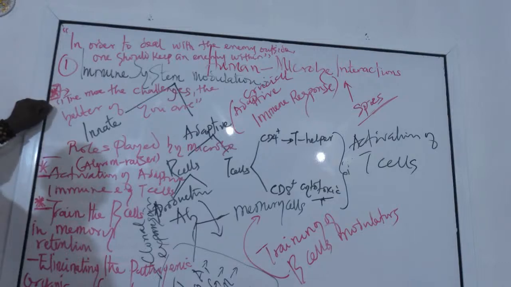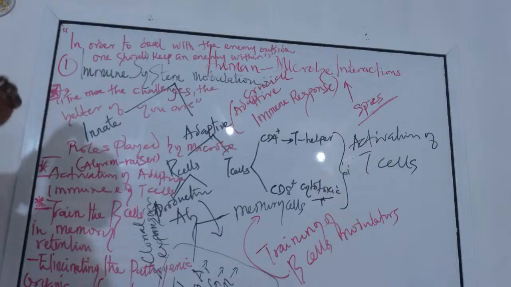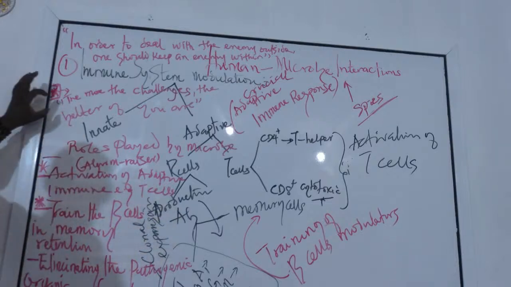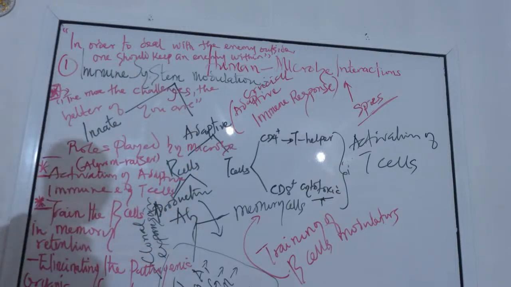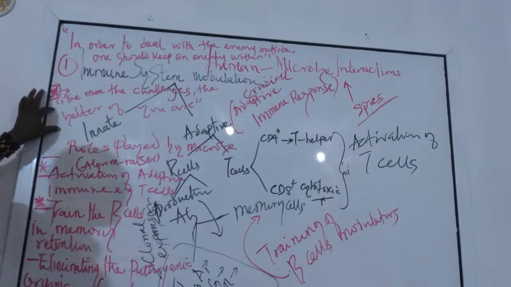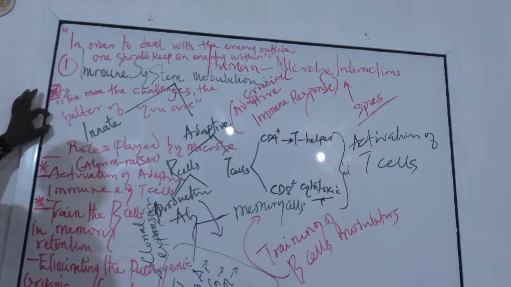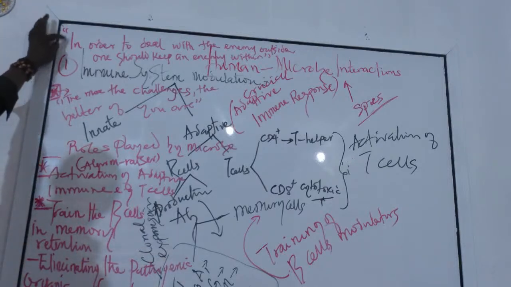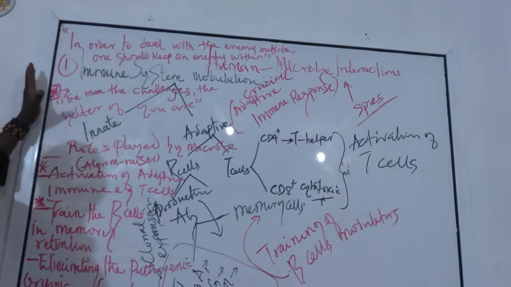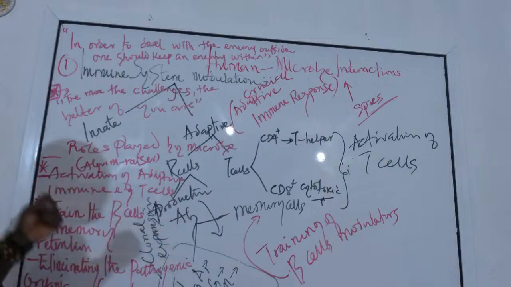What we are saying in essence is that children that grow up in rural areas, because they are more exposed to a diverse range of pathogens, are better at fighting off infection. Their immune systems are better prepared than those of people living in cities or urban environments. So please remember this: in order to deal with the enemy outside, you should be able to keep an enemy within.